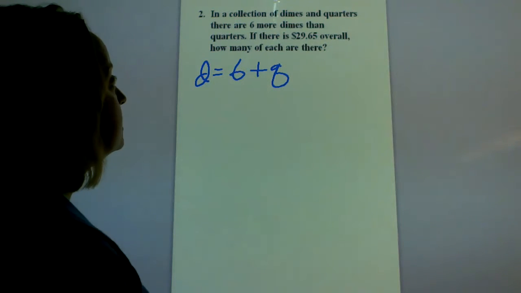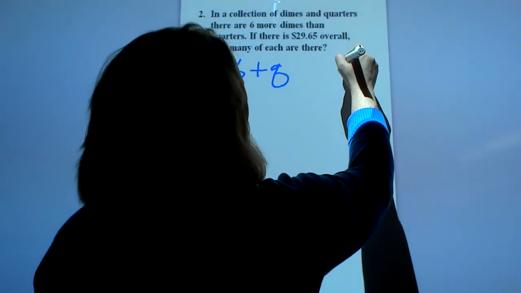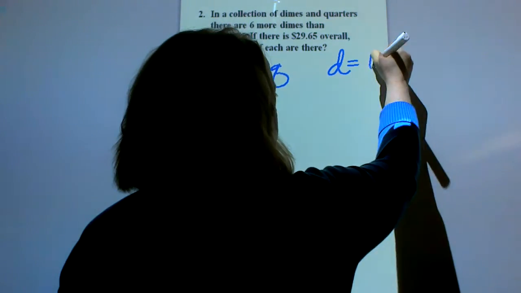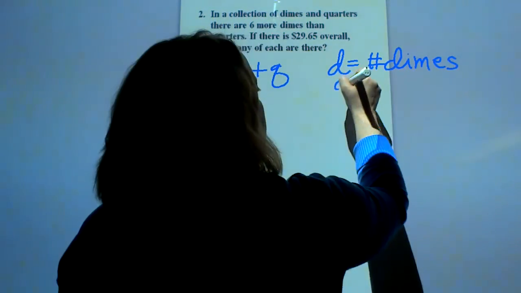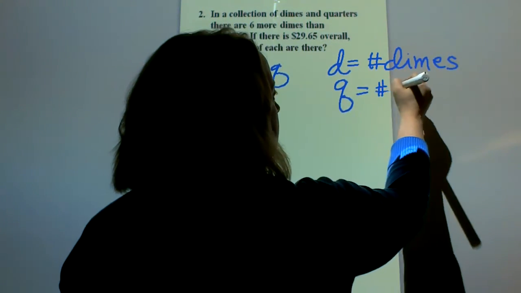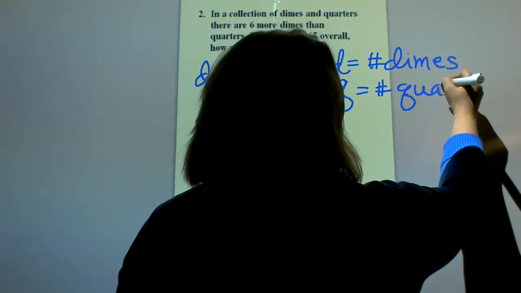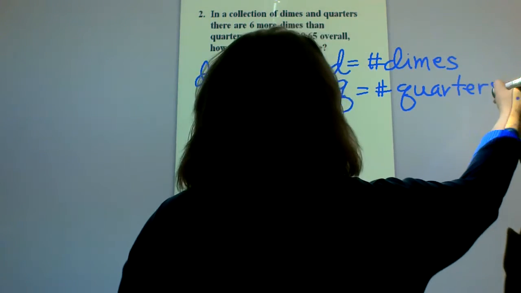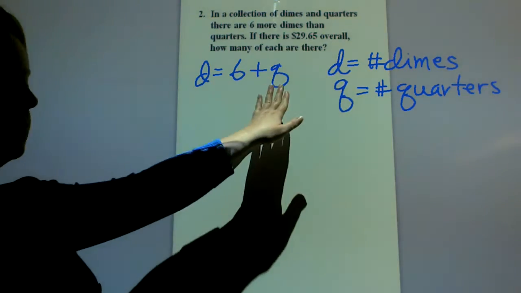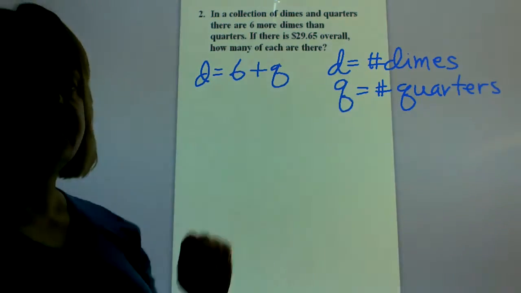So the next thing we want to do is write a money equation. So dimes, oh, I forgot to define my variables. Sorry about that. D equals the number of dimes. And Q is the number of quarters. Okay, so there's my first equation with the variables which I defined.